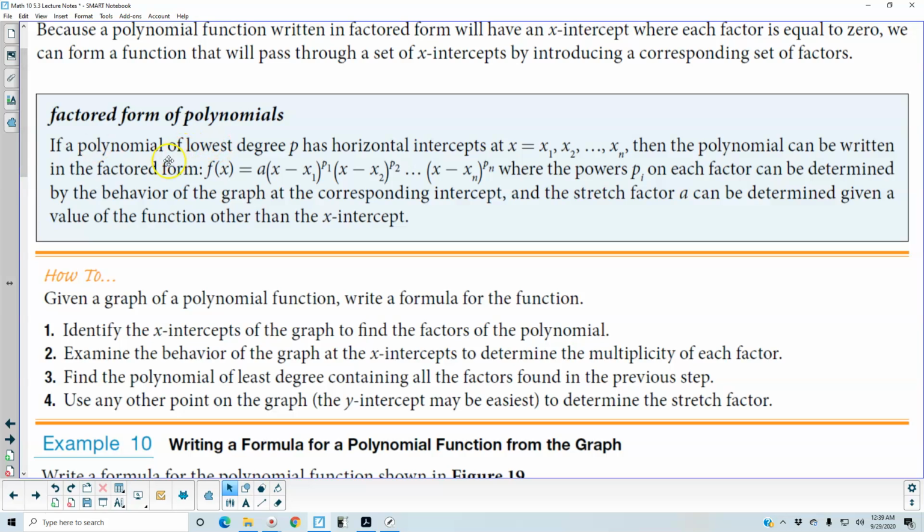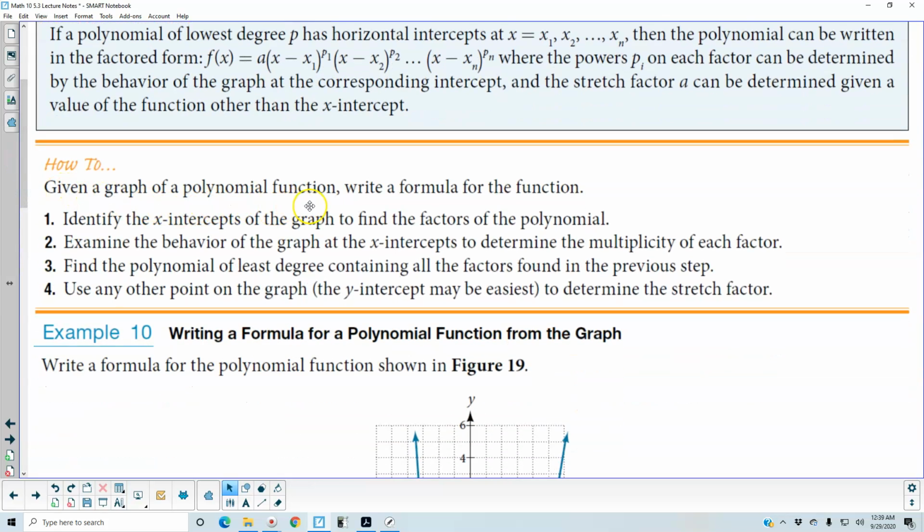Factored form of polynomials. If a polynomial of lowest degree p has horizontal intercepts at x equals x1, x subscript 2, all the way to x subscript n, then the polynomial can be written in the factored form f of x equals a times (x minus x1) to whatever the multiplicity is of that, (x minus x2) to whatever the multiplicity of that, all the way to (x minus x subscript n), with the multiplicity according to x subscript n. So again, the powers p on each factor can be determined by the behavior of the graph at the corresponding intercept. And the stretch factor a can be determined given a value of the function other than the x-intercept.